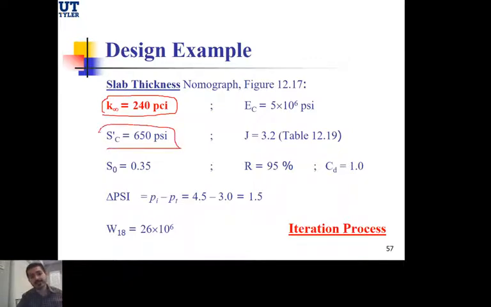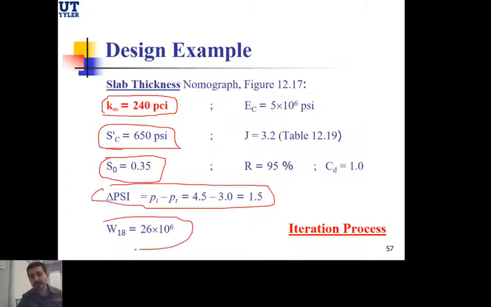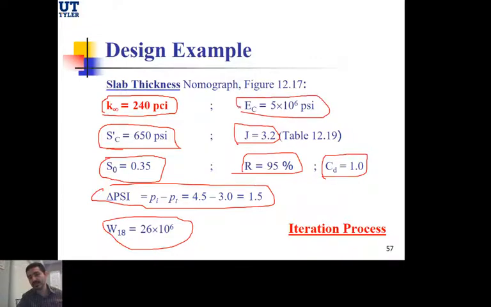So the K is 240. Everything else is the same. SC prime is 650. S node is 0.35. Delta PSI is 1.5. The amount of ESAL is 26 million. The reliability level is 95%. The drainage coefficient is 1. The J value is 3.2. And the elastic modulus is 5 million.